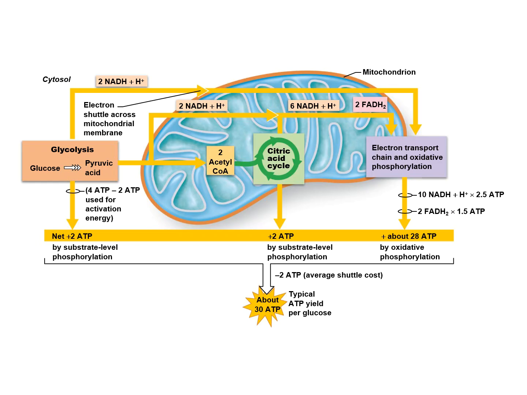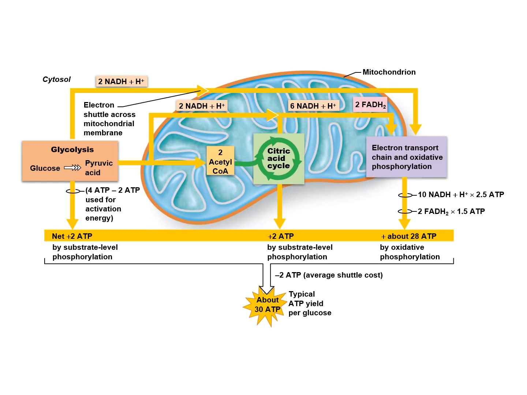Then we take the products of the citric acid cycle, the 6 NADH and the hydrogen ions, and the FADH2s, and we move those over to the electron transport chain and oxidative phosphorylation that occurs on the mitochondrial membrane, the cristae, and it is here that we're going to get the biggest bang for our buck. So it's going to be here that we're going to get roughly 28 ATP molecules.